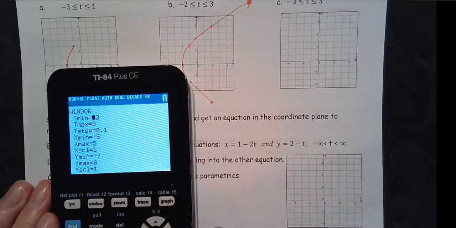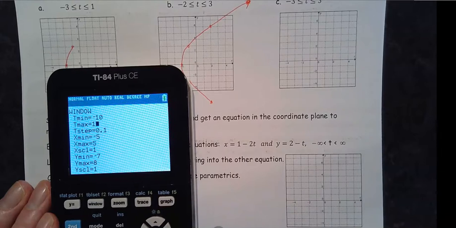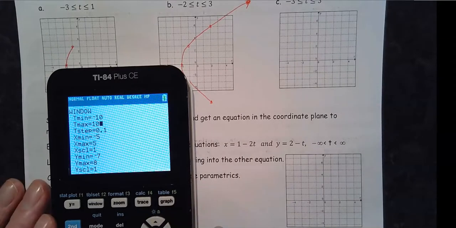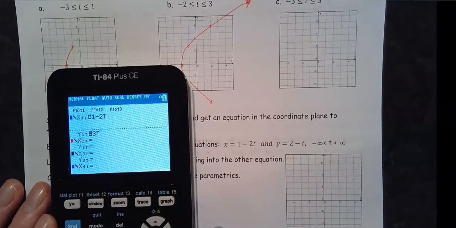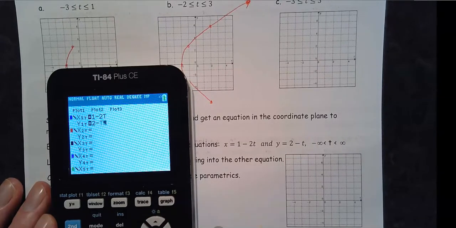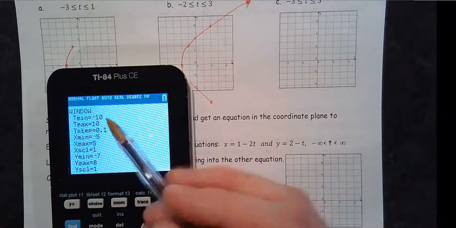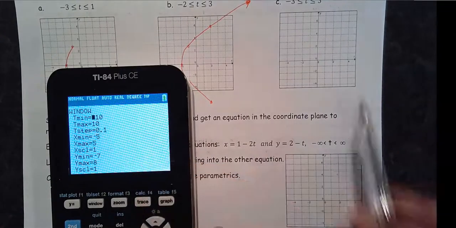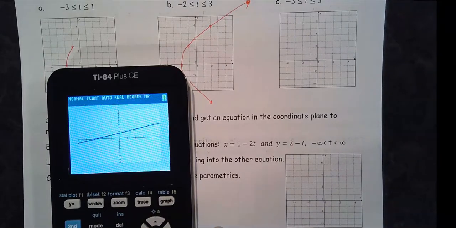When it says -infinity to infinity, you really just do -10 to 10, which would probably be enough that it goes off the graph. But I need to go back and change these to 1 minus 2t, and this one to 2 minus t. And again, in my window, I'm going to keep the x min the same because that's what's on my graph. But the t min and t max are almost like -infinity to infinity when we're talking about the graph, because that'll probably put me way more than what I can graph. So it looks something like that.